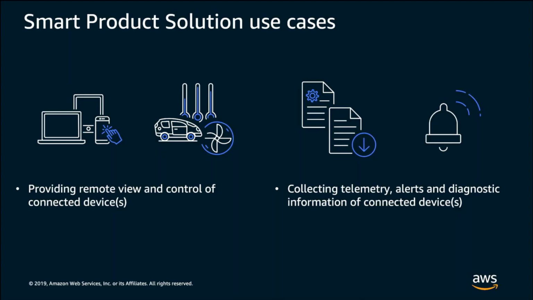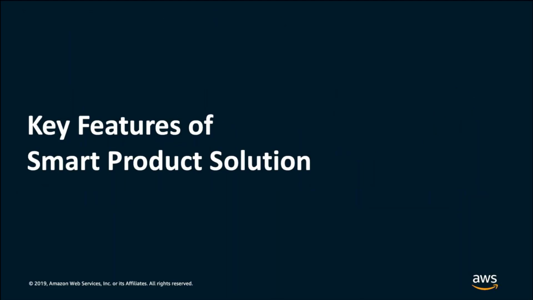In addition, the Smart Product Solution collects telemetry, alerts, and diagnostic information of connected devices, and users of the Smart Product Solution can get the alarms from it. Now, let's see some key features of the Smart Product Solution.